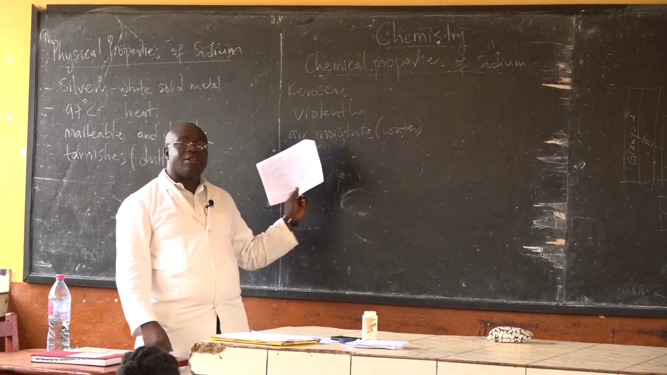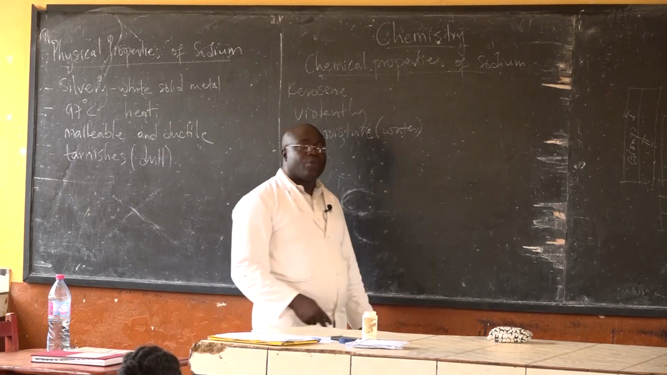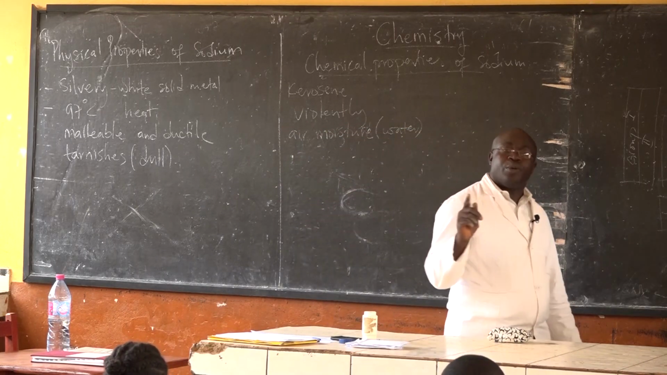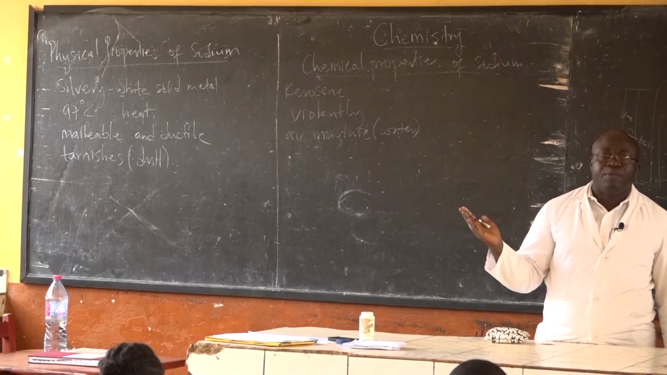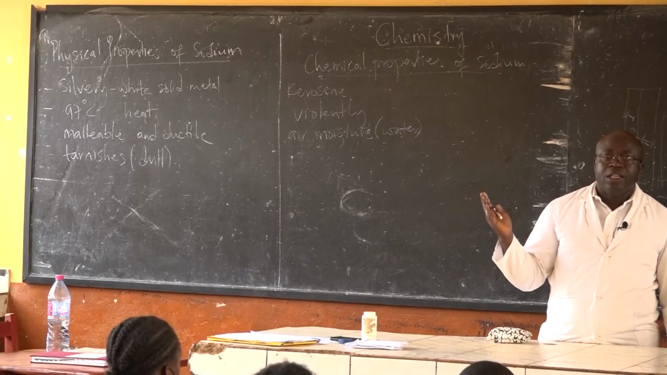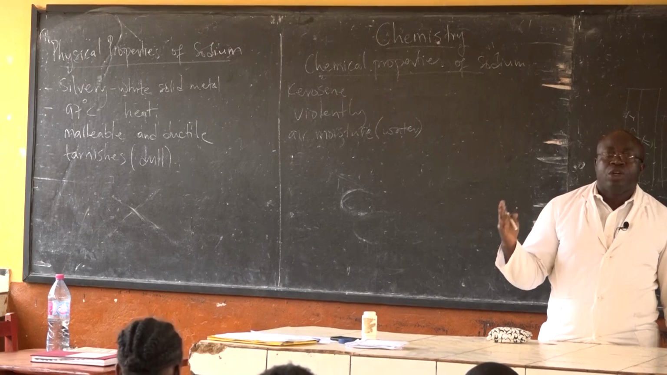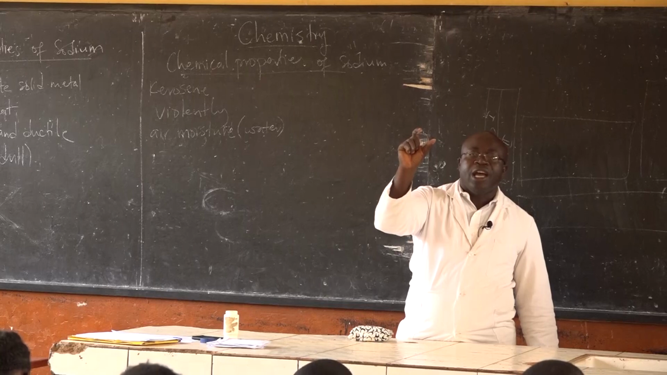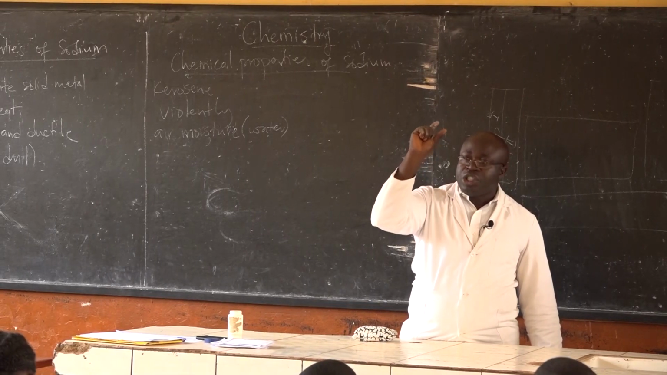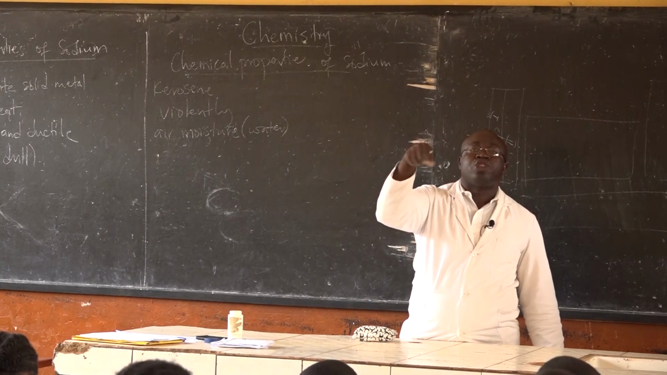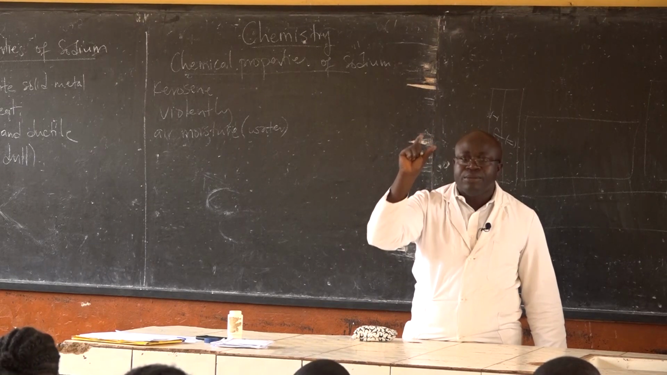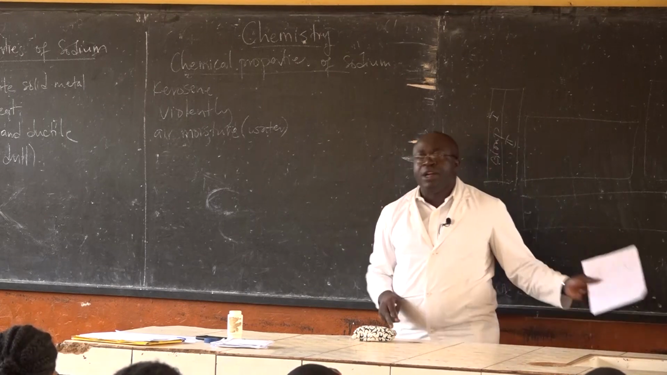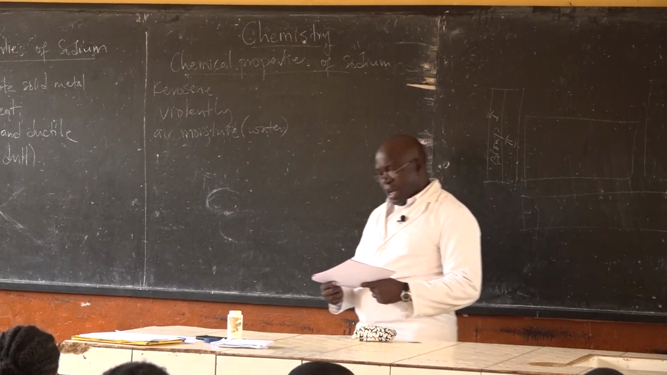At room temperature. The reason I say air moisture is that in the composition of air, there's a small amount, 0.93, which is made of water vapor. Is that right? That's what I mean by air moisture. That's to say that if we take a piece of sodium and keep it here, it will be reacting with oxygen and with the moisture in the air at the same time. Is that okay? So we're looking at those two main reactions of sodium with air.